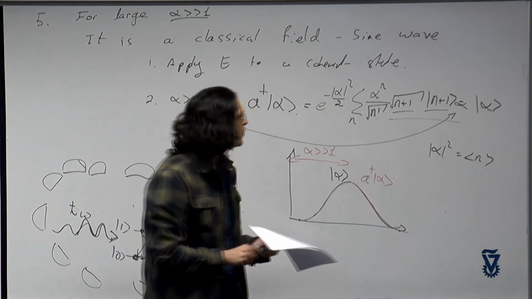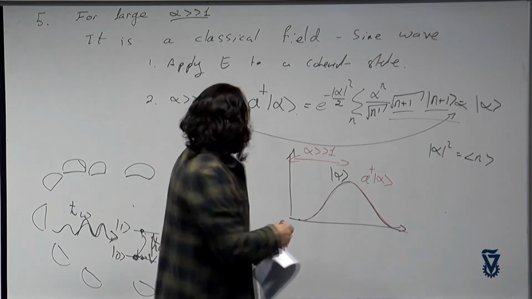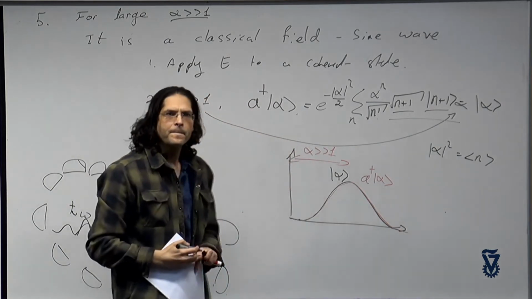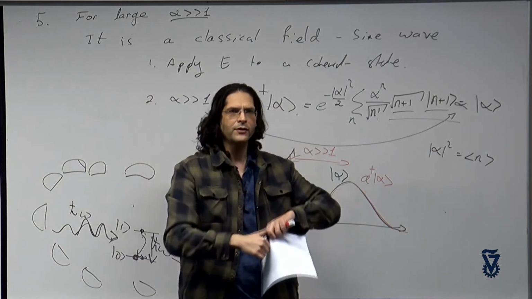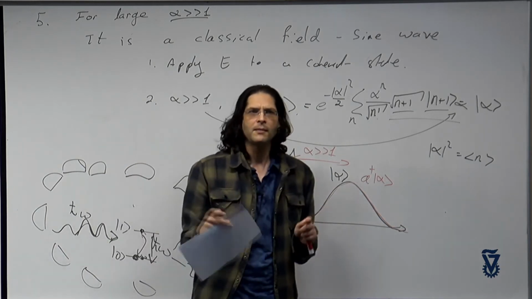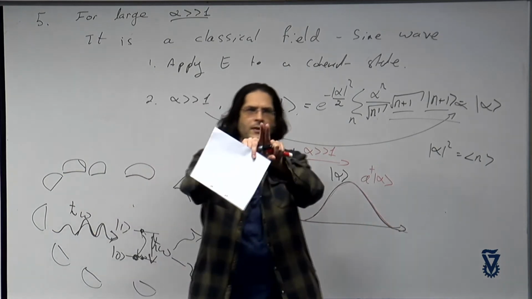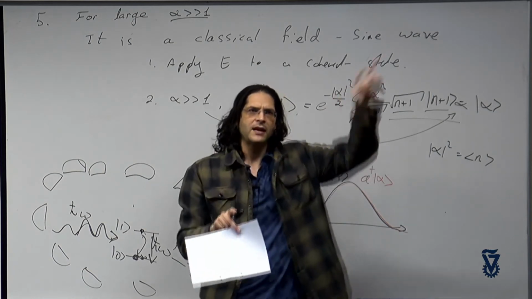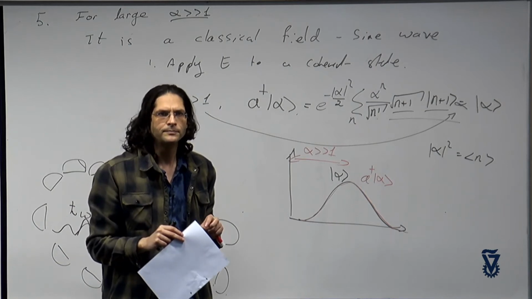If you want to do this a bit more rigorously, you can take this state and overlap it with alpha, and then calculate the difference in the projection. So take, let's say, the fidelity between A dagger alpha and alpha, and then calculate the fidelity between them as alpha becomes larger and larger. Okay? Okay, thanks.